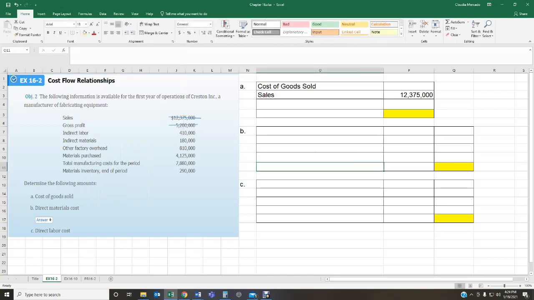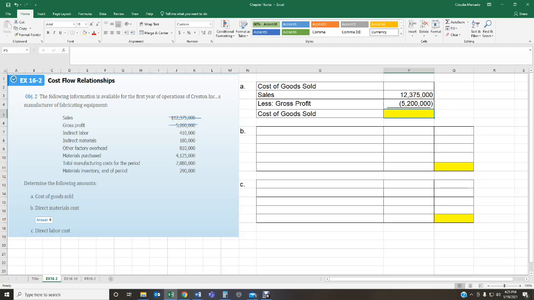Pretty good. So we have profit. I'm going to subtract my gross profit of $5,200,000. Your sales minus your gross profit will give you your cost of goods sold. So, the cost of goods sold is how much it costs you to manufacture this equipment that you're selling.